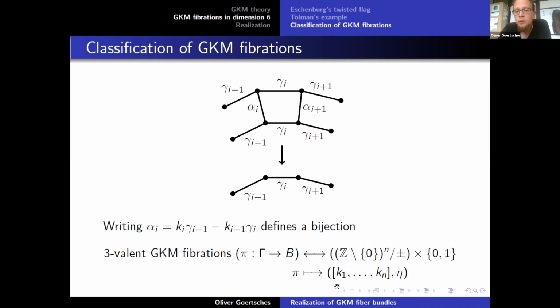In the end, what we get is that for a fixed base graph B, the set of 3-valent GKM fibrations here is in one-to-one correspondence to this set. Right, so the k_i here are just the coefficients, and then we have this number eta, which is 0 or 1, which just indicates whether my graph is of product type or of twisted type. Right? So I have very many GKM fibrations for any given base graph B. Okay, so let's give 2 examples to get a feeling what kind of numbers appear here.